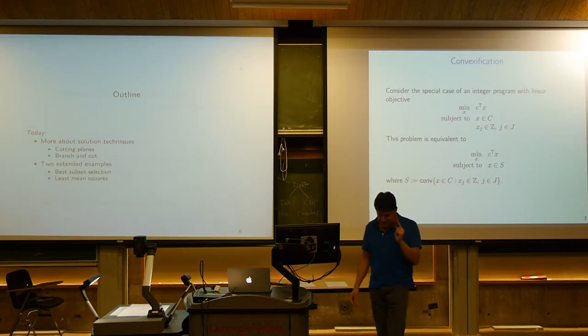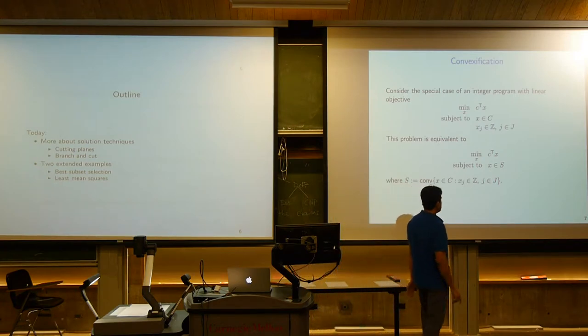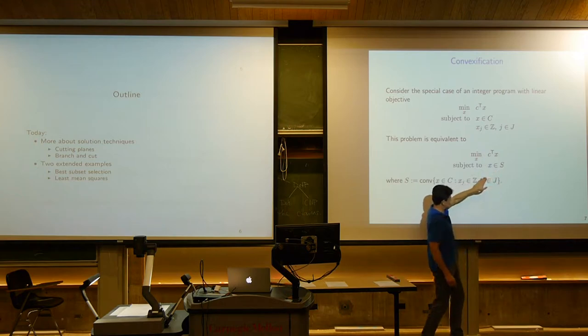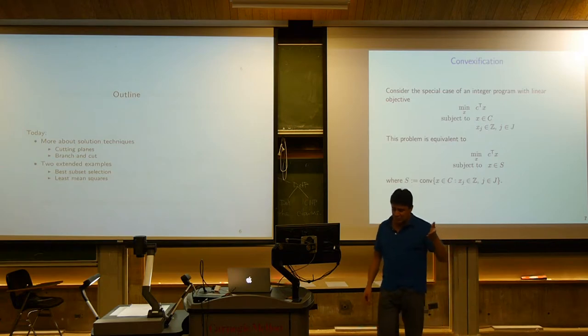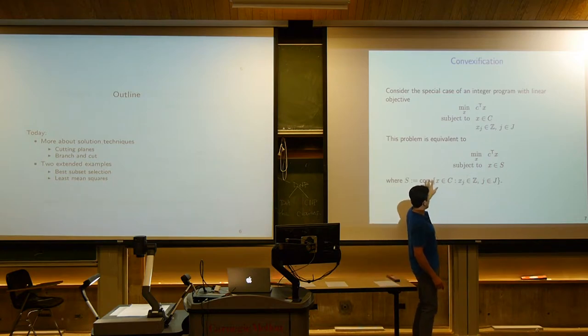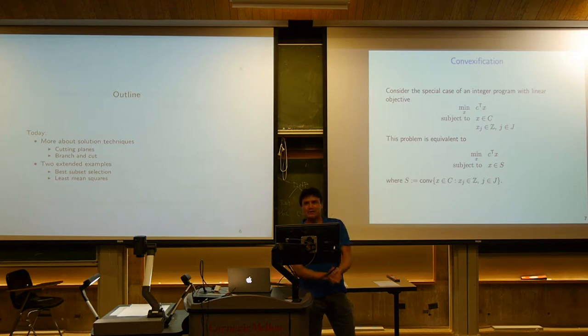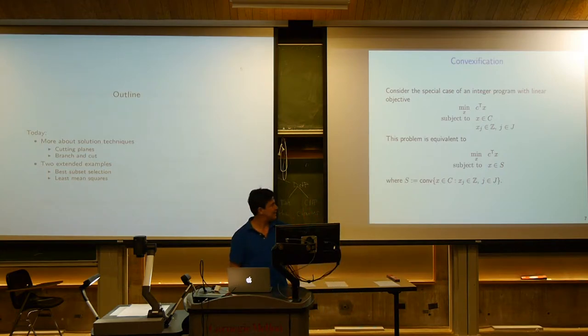So this observation suggests that there could be an alternative to solving integer programs. Since by construction this problem is a convex problem, all I need to do to get the solution to my original problem is find a description of this convex hull. If I have a description of this convex hull, then this is a convex optimization problem. I can hit it with all the machinery that I learned about convex optimization in the last several months. So that is the idea of convexification, and that is the idea that underlies cutting planes.